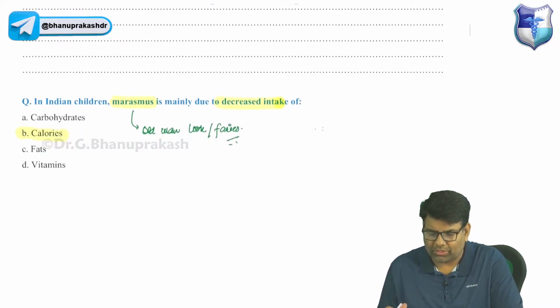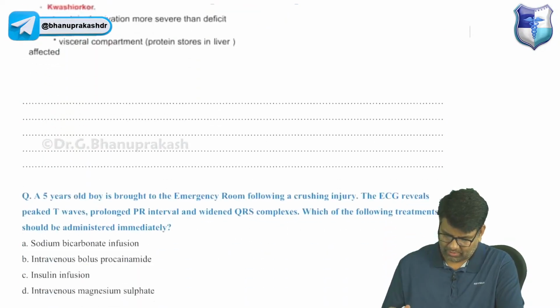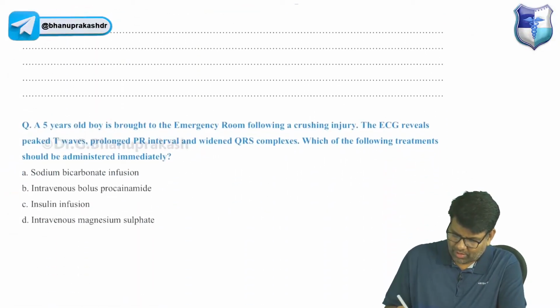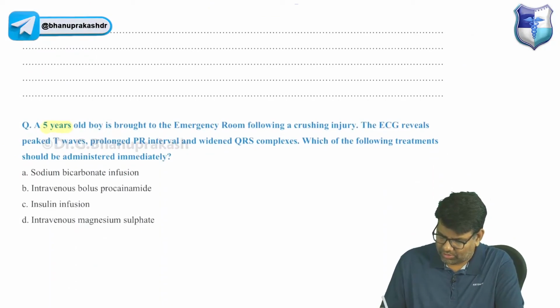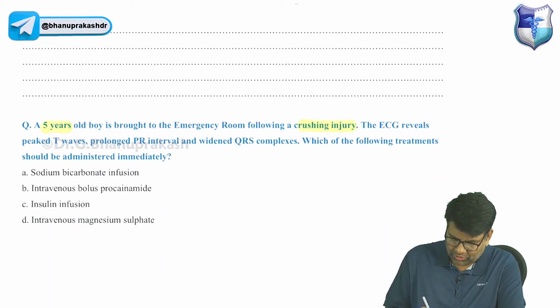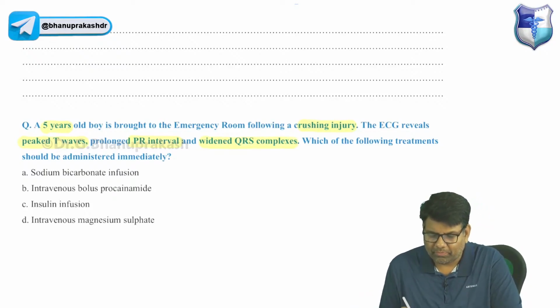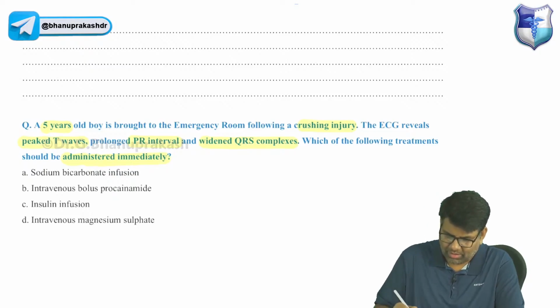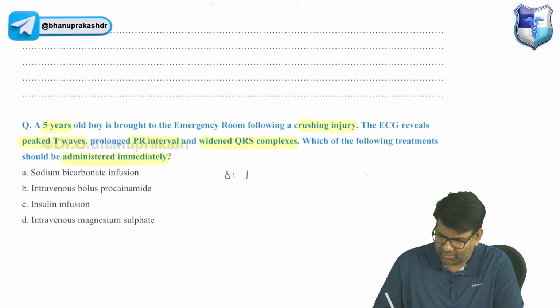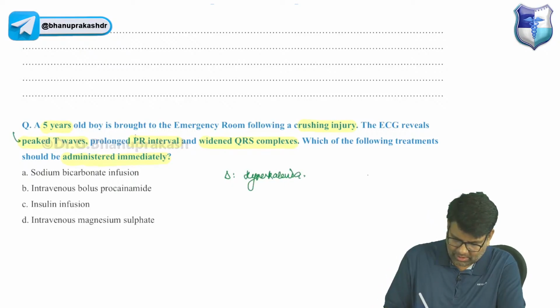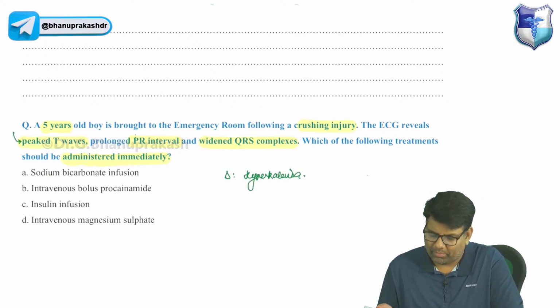Old man facies. Right. A 5-year-old child is brought after a crushing injury. ECG shows peaked T waves, prolonged PR interval, and wide QRS complex. What should be given immediately? Yes, so the clinical diagnosis is hyperkalemia. Very good. This is hyperkalemia, a classical tall peaked T waves.